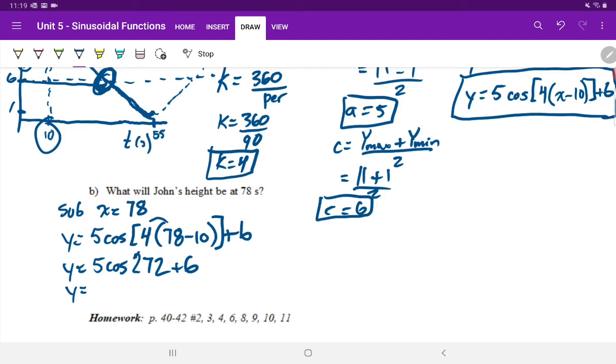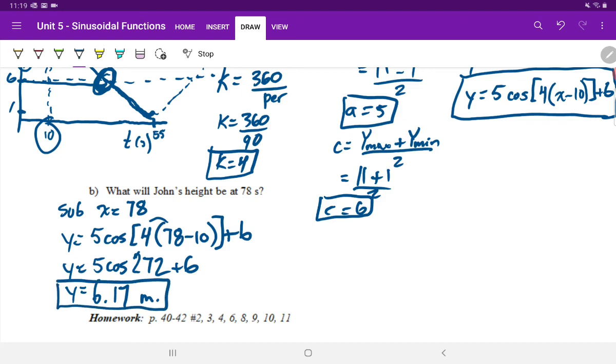First, don't do 5 times anything yet. First do cos 272. So cos 272 is equal to 0.0348, and it's a big decimal. All right, but let's actually multiply it by 5 here. So cos 272, multiply it by 5, and then add 6. And you should get 6.17 meters.